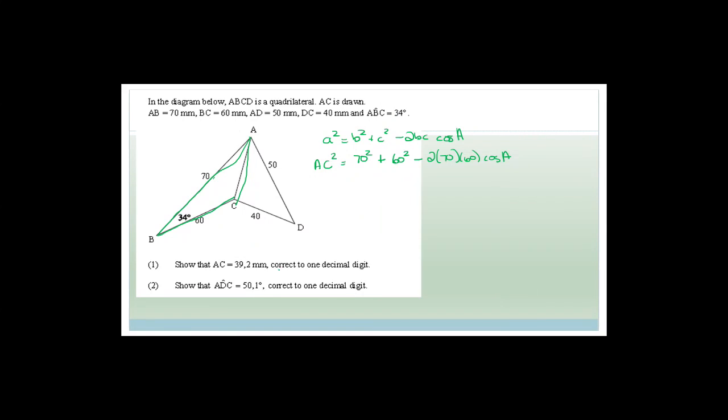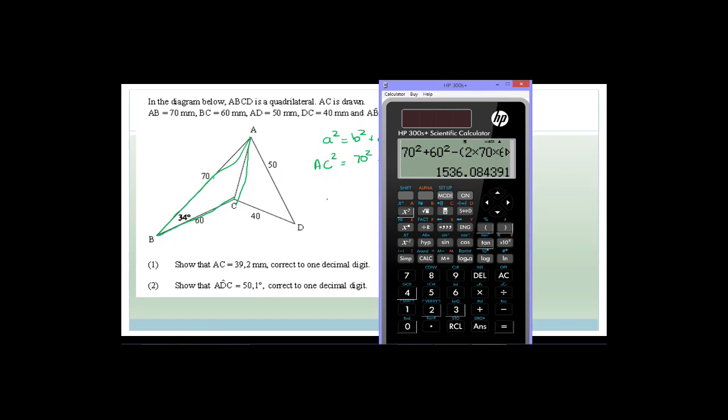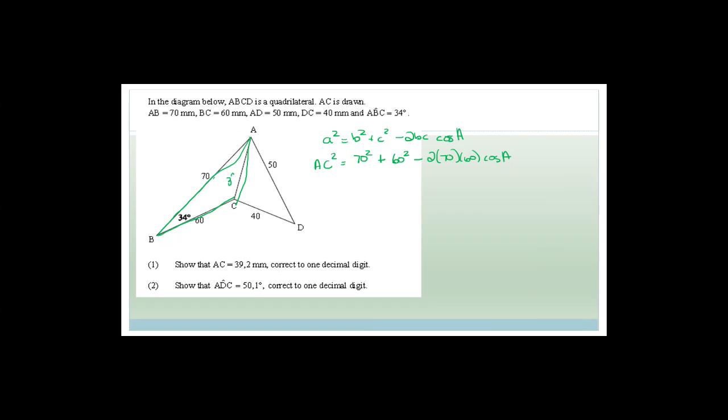If I can find my mouse. Where is it? There it is. So we're going to square root the answer. And we get 39.19, which is the same as 39.2 rounded off. So there you go. So now we know that we've proven that AC is 39.2. So this length here is 39.2 millimeters. Right, now they say we've got this other triangle, ADC.